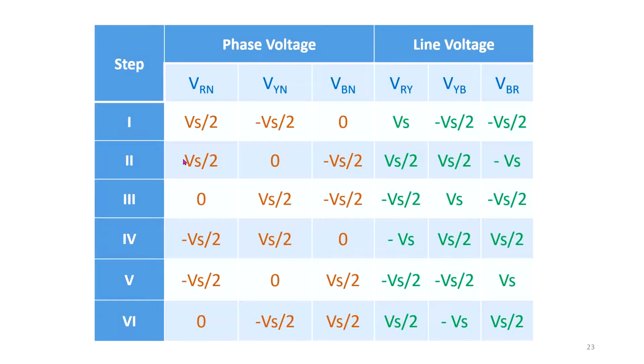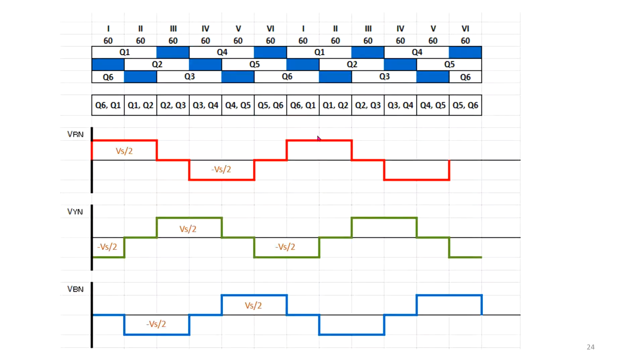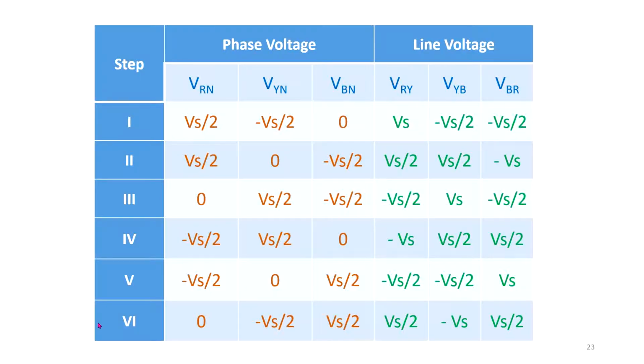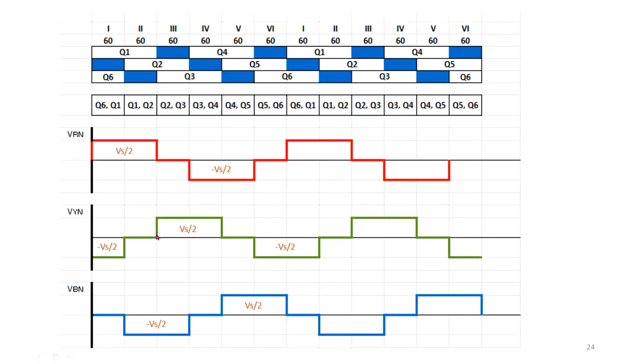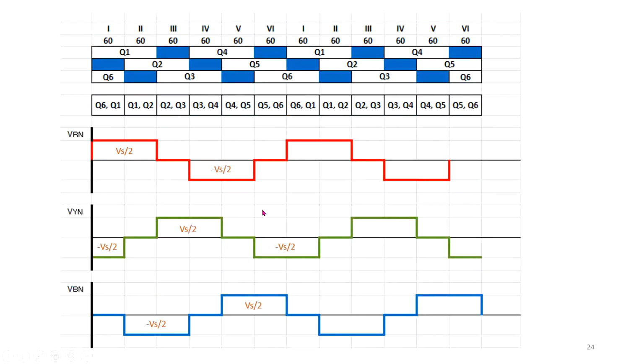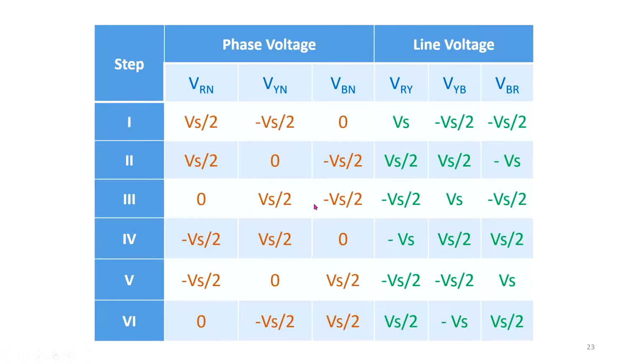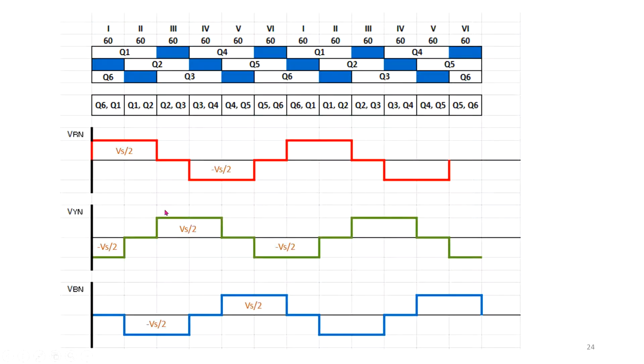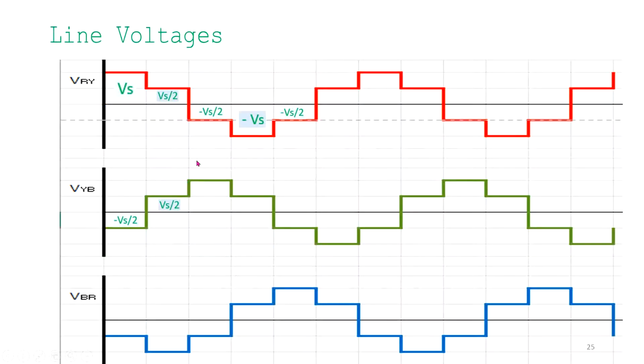Okay, you see Yn is 0. This is plotted from the start of the table. Yn is 0, and the rest is Vs by 2, minus Vs by 2. Then Rn is 0, and Vs by 2, minus Vs by 2. We go for the next step.